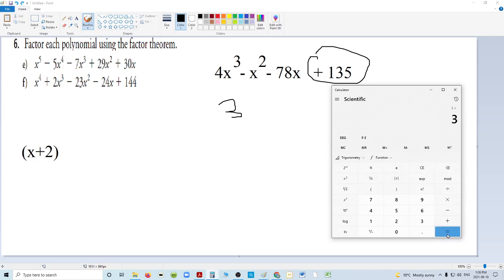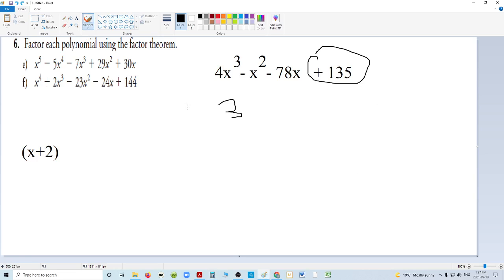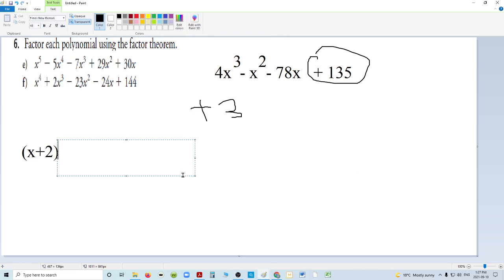Then it's 3 squared, but it's negative, and I'm going to add it to memory. And I'm going to clear it. And then finally, it's 3 times -78, and I'm going to add it to memory. And I can see my number. You see how that number is way too big? I'm going to recall my memory and see if it's -135. Oh, it is. Isn't that nice? So positive 3 is a root, which means a factor is x minus 3.